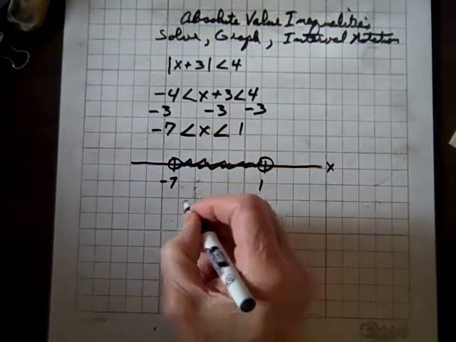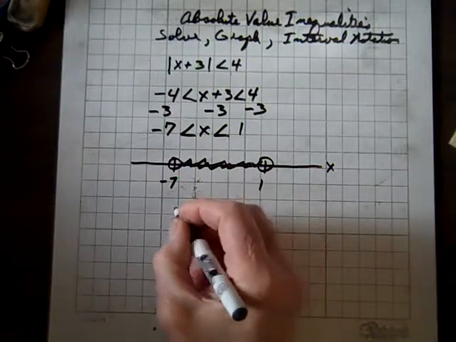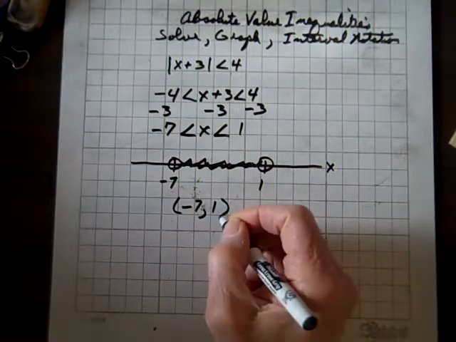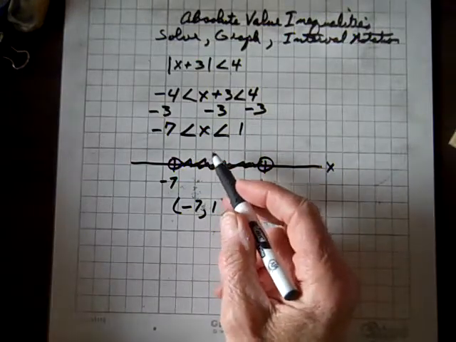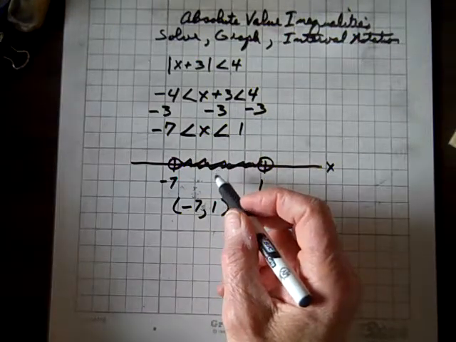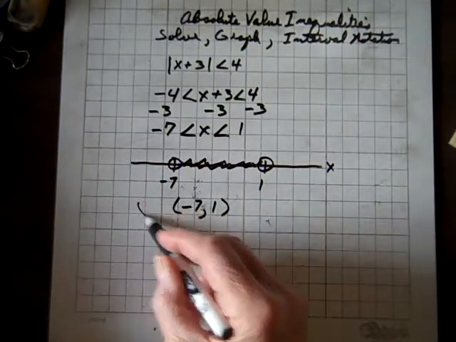In interval notation, that's going to be -7 to 1, and we're going to use parentheses because there's no equal sign associated with the inequality or inequalities. So this is not an ordered pair. This is an interval, and we've got it.